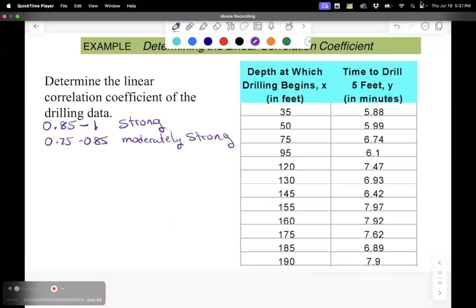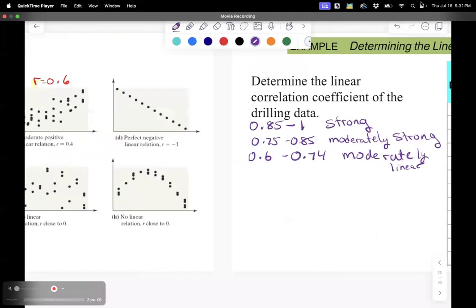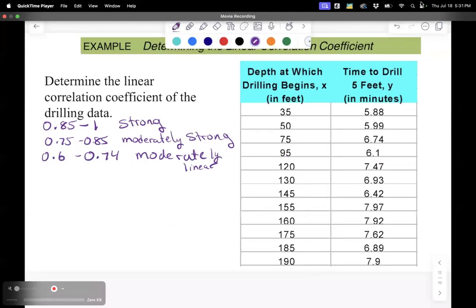Anything from about 0.6 to 0.74, I would call just moderate. Maybe not even moderate. Let me see. Yeah, I would say moderately linear. I mean, what words were used back here? Moderate positive, yeah, moderately linear. And probably 0.4 to about 0.59, we can call that moderately weak.